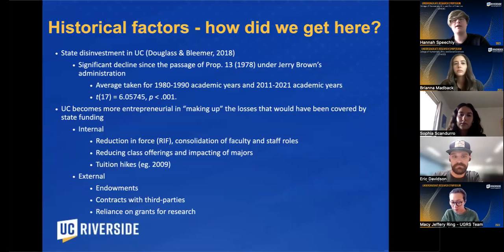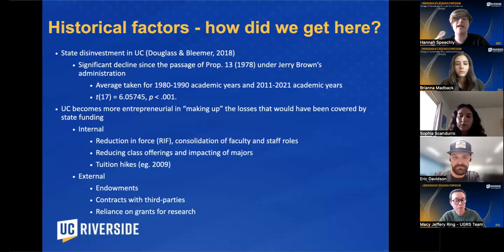So how do we get here? If UC can't fully equalize these funds, where are we? This can actually be traced back to a significant decline in state investment since the passage of Proposition 13, which placed a limit on taxation for property. So that's like 2%.